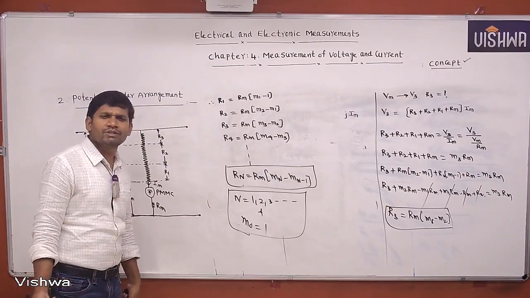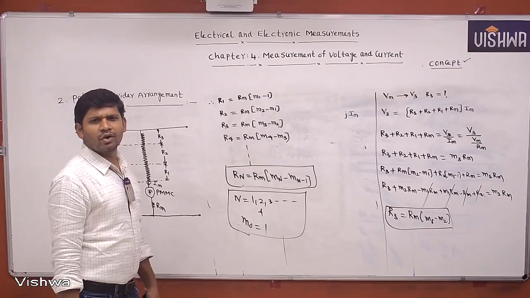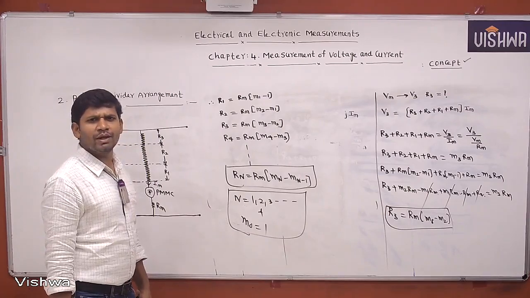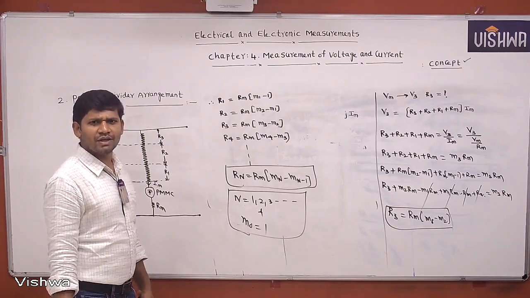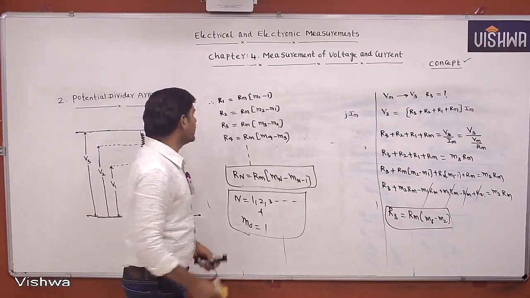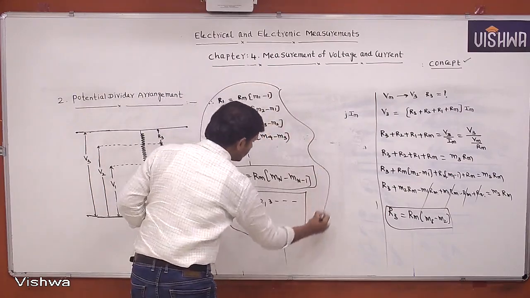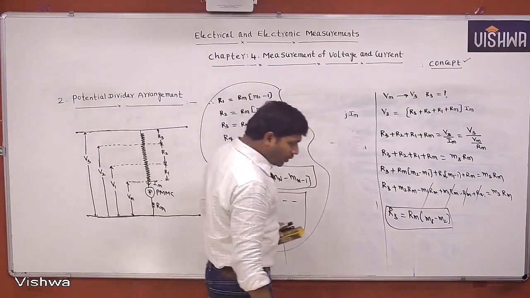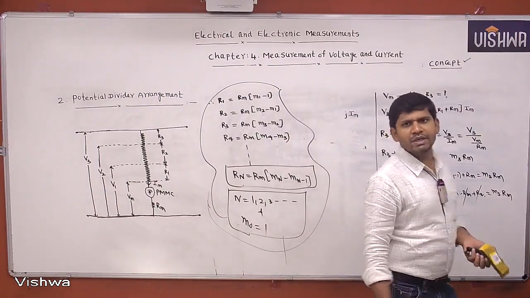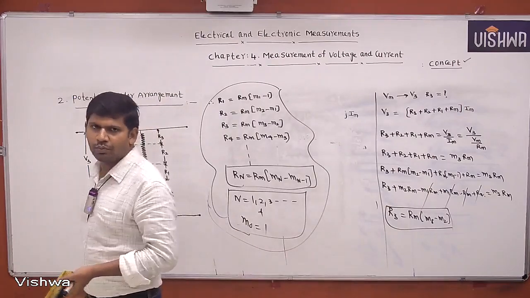By using potential divider arrangement also, we can implement voltmeters. The drawback of individual series multipliers is that it requires a larger number of series resistances. That's the reason why we are using potential divider arrangement. This is a final summary in potential divider arrangement. Okay, this is about how to convert PMMC as a voltmeter and what is the concept of multi-range voltmeters.